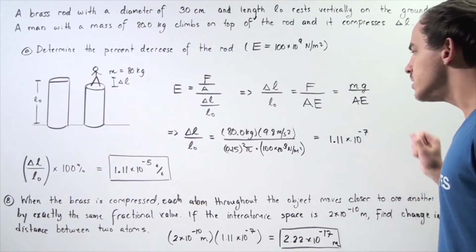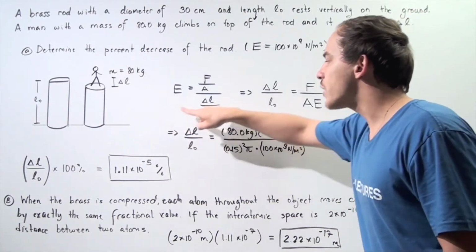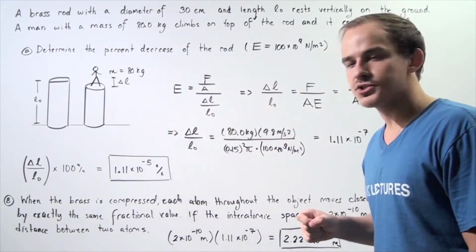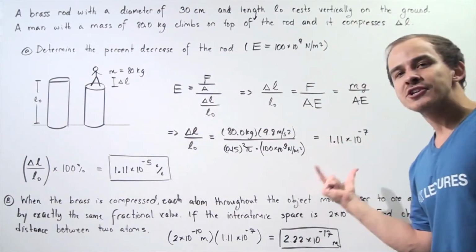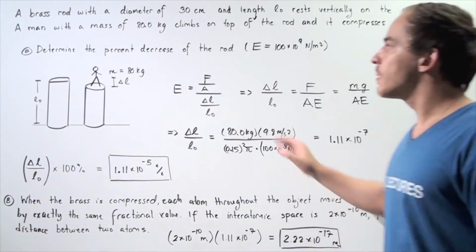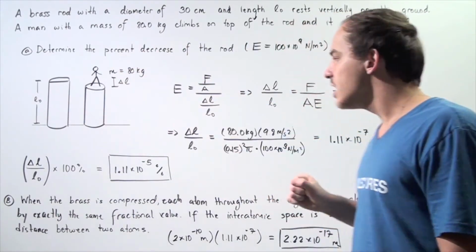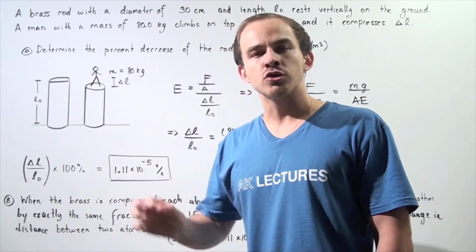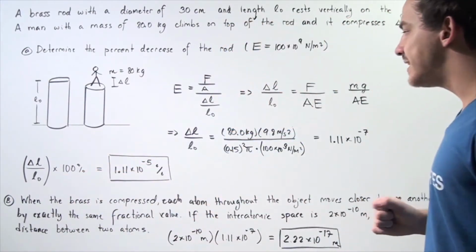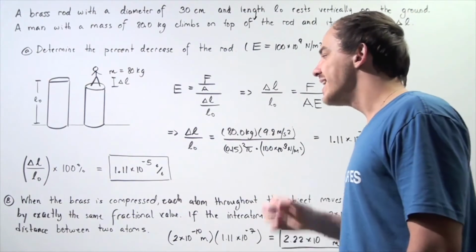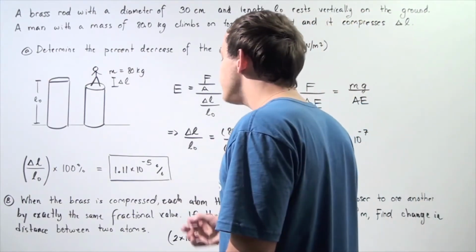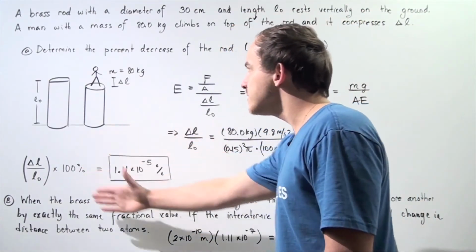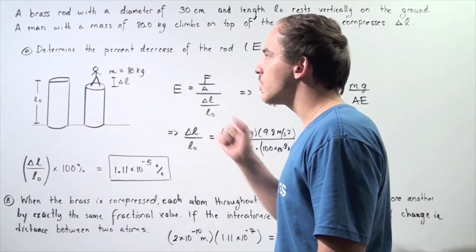So this is unitless because this is a ratio of meters to meters. So this is our fractional decrease. And to get the percent decrease of the rod, we simply take this quantity and multiply it by 100%. And we simply get 1.11 times 10 to the negative 5%. So this is our percent decrease of the rod.